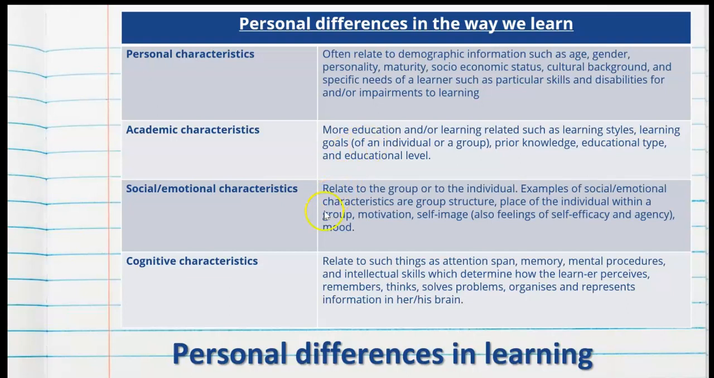Cognitive characteristics relate to such things as attention span, memory, mental procedures, and intellectual skills, which determine how the learner perceives, remembers, thinks, solves problems, organizes, and represents their information in his, her, or their brain.